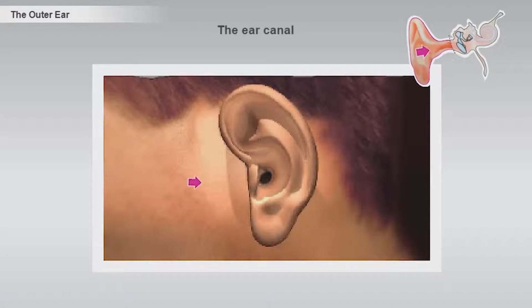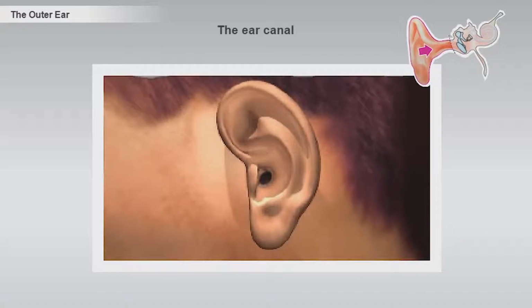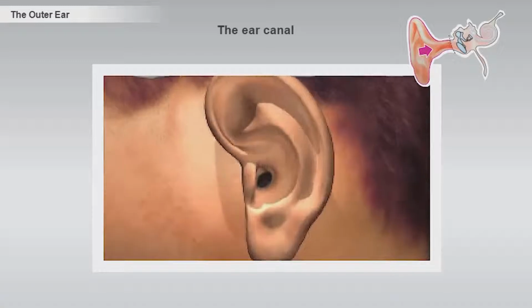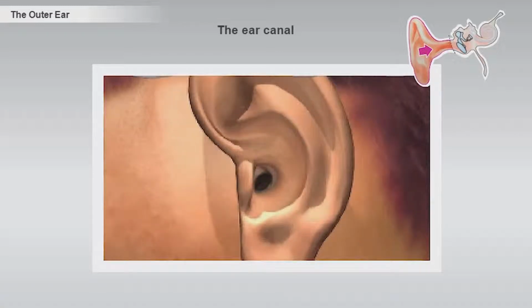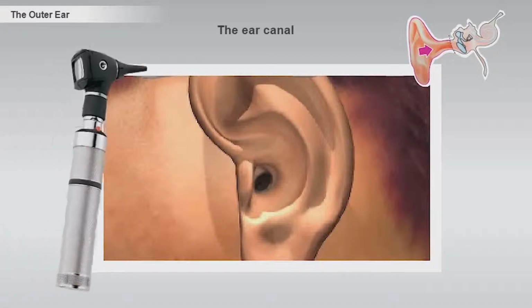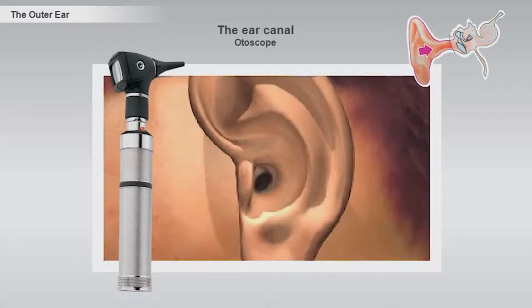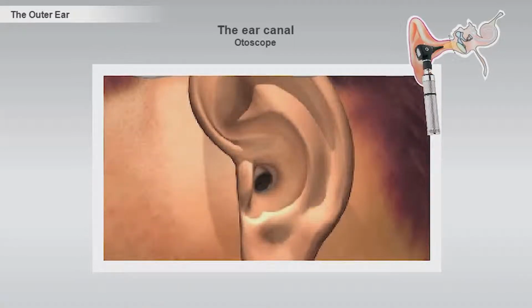The entrance to the ear canal is just in front of the center of the outer ear. The ear canal is a small tube-shaped cavity that extends from the outer ear to the eardrum. It has a diameter of approximately 7 millimeters and a length of about 25 to 30 millimeters. Since the ear canal bends, it is not possible to see the eardrum from the outside. However, using a small tool called an otoscope, it is possible to inspect the ear. This examination is called an otoscopy.